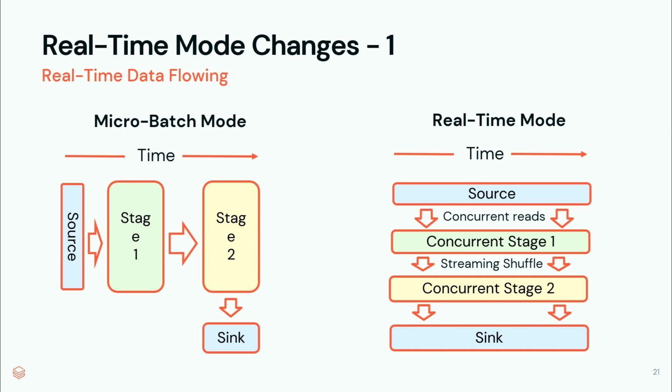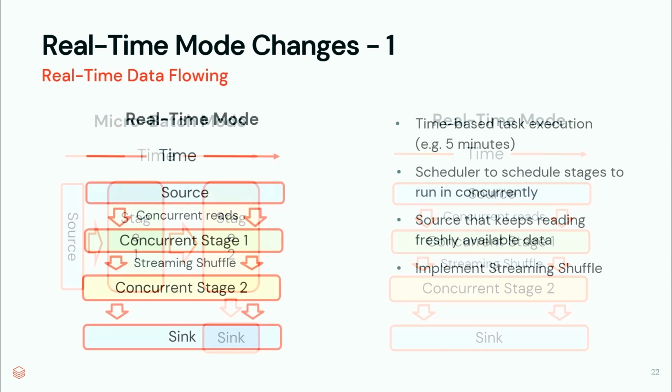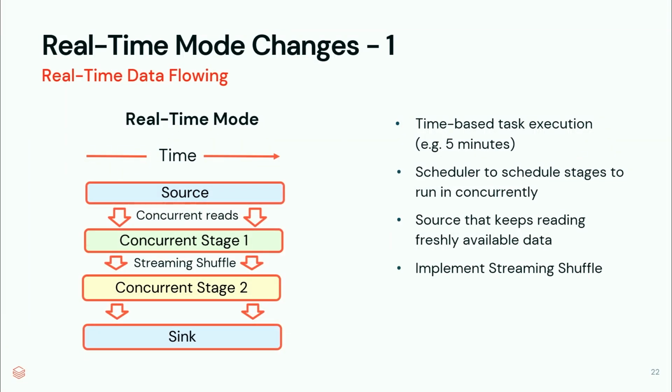There are some major changes we make to this architecture. First, we need to turn these stages from sequentially scheduled to concurrently scheduled. At the same time, we modify the source so that instead of reading fixed ranges, we read the freshest data as it comes. And then we modify the shuffling so that the data is shuffled as it comes. And we also schedule the stages concurrently.